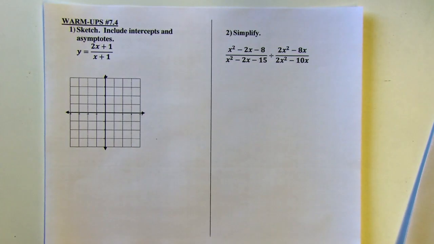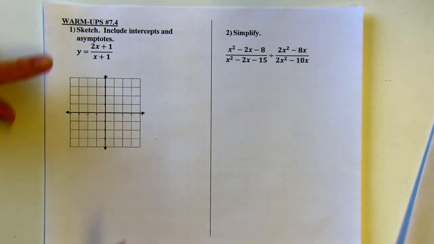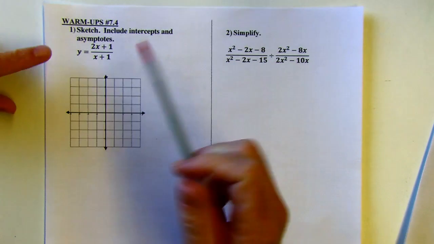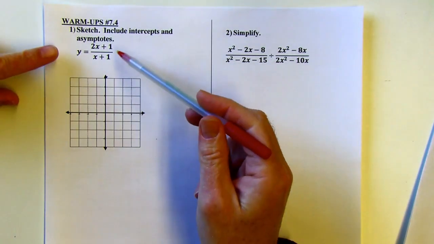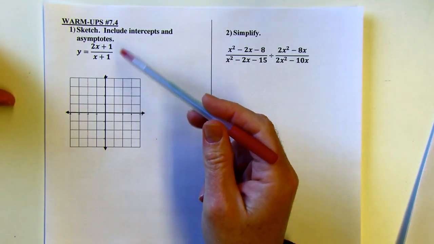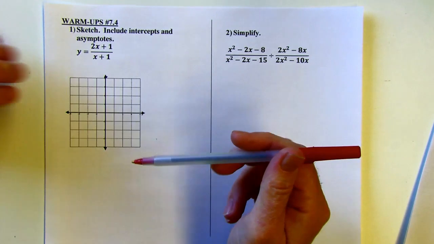Okay, here's warm-up 7.4. We're going to sketch this and include intercepts and asymptotes. So first thing I'd be looking for is to see if I can do any factoring, which I can't. Neither of those are factorable. And then if I could do any reducing.